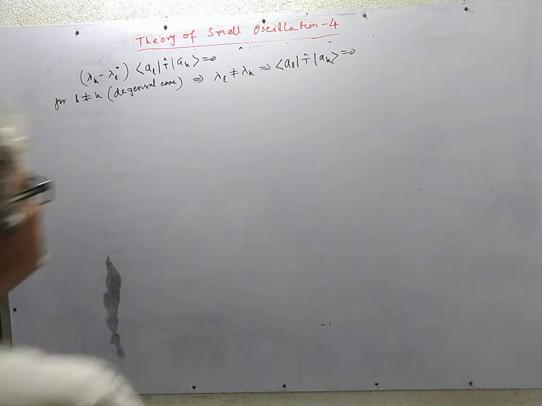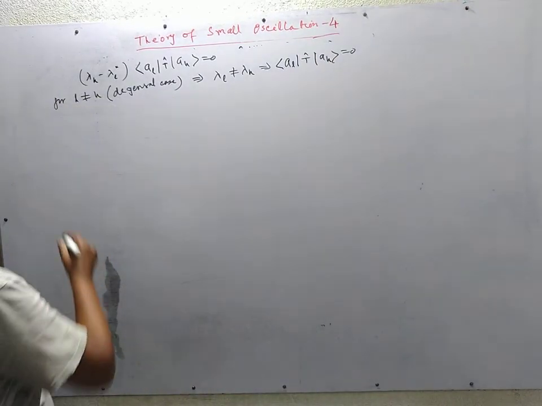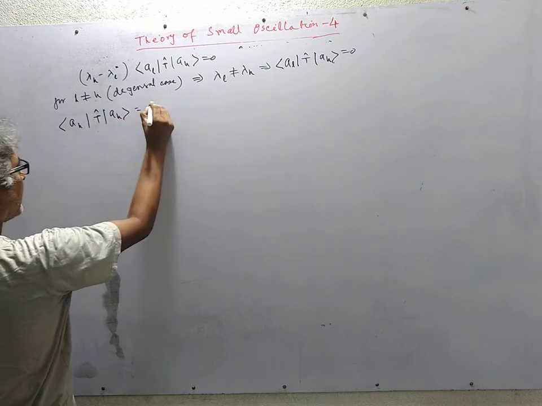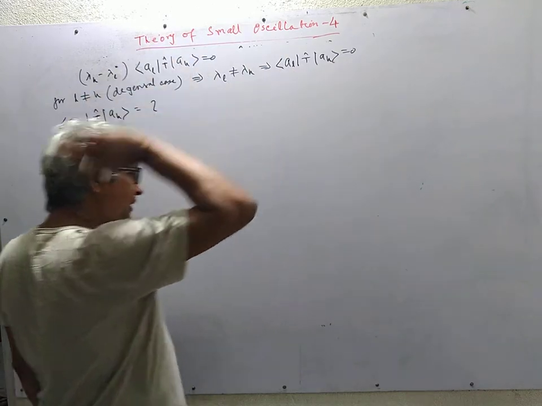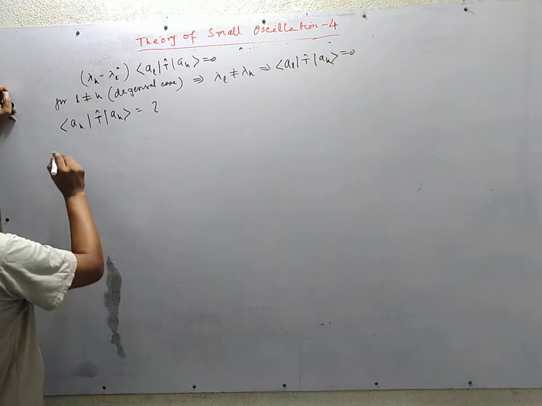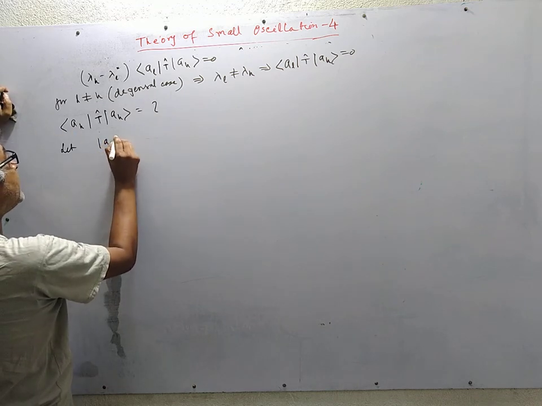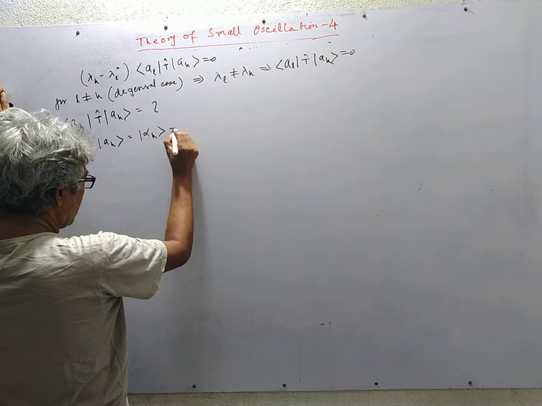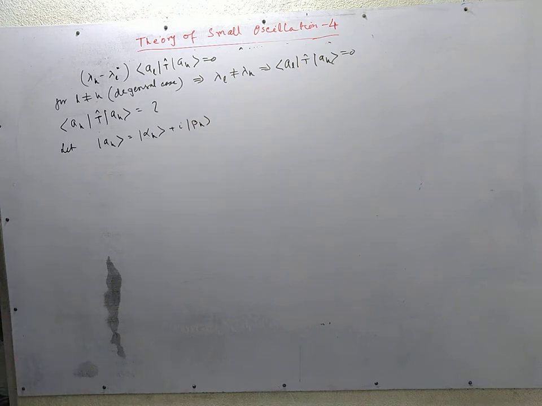So we know this is 0 for L not equal to K. Our aim is to see what happens if we calculate this for L equal to K, that is, what happens to this matrix element when L is equal to K. Let us consider that A of K is a complex quantity.